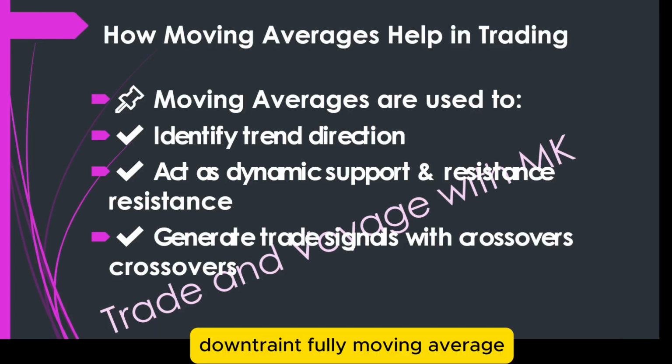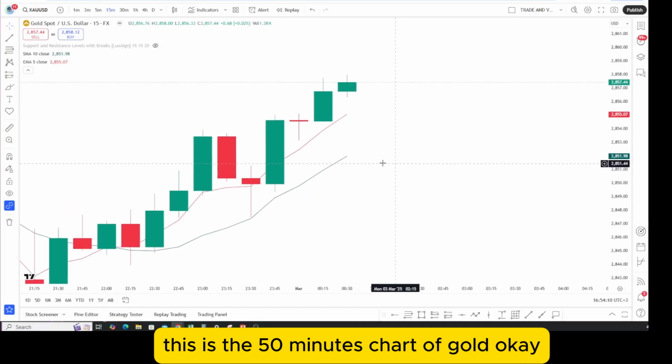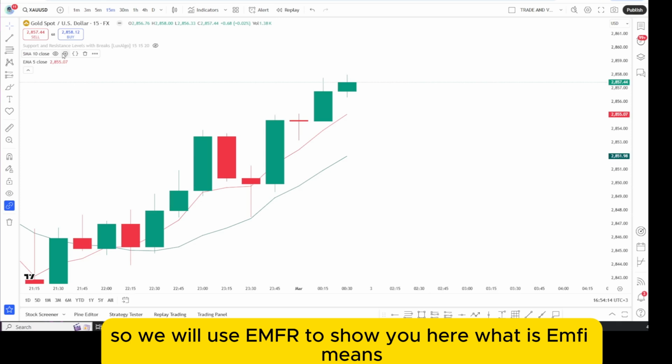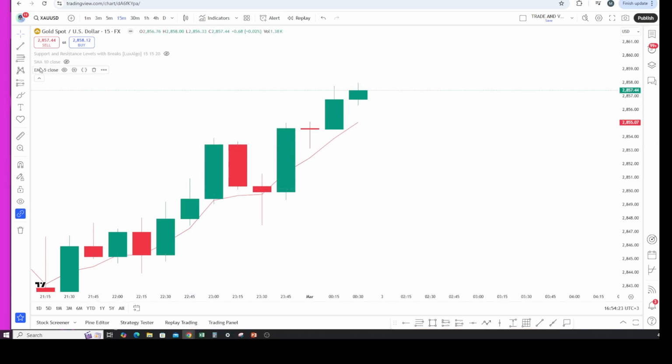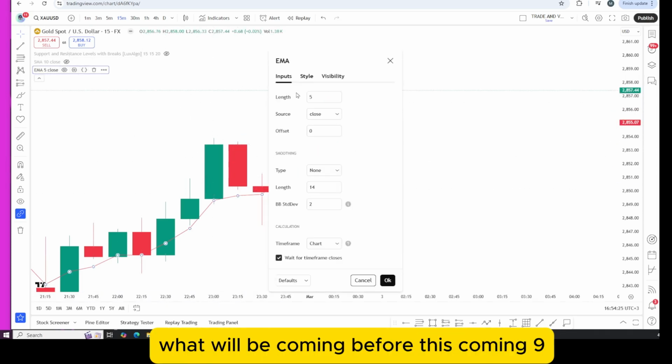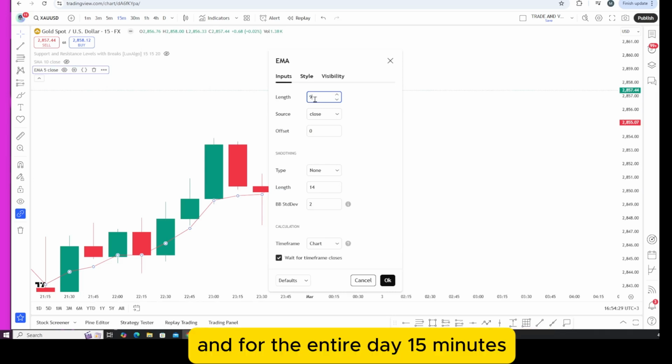We will move to the TradingView chart and see how price reacts to the moving averages: uptrend, downtrend, falling moving average. This is the 50 minute chart of gold. Okay, so we will use EMA to show you here. What does EMA 5 mean? It is the average of the last 5 candles. If you change to normal, the default that comes is 9, and for the intraday 50 minute chart we normally use the 21 EMA.